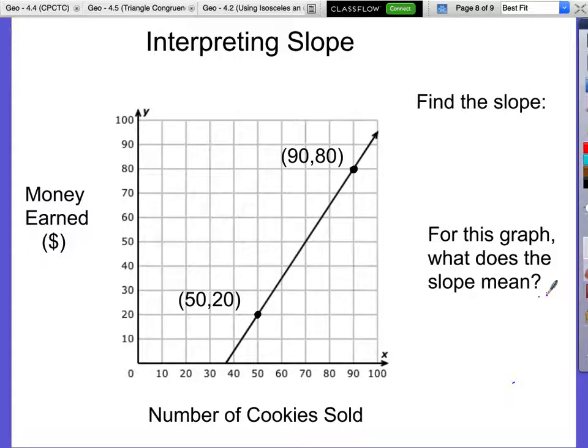Alright, can I get a volunteer to go up and find the slope on the board? I mean, everyone's already done it. Everybody has raised their hand.